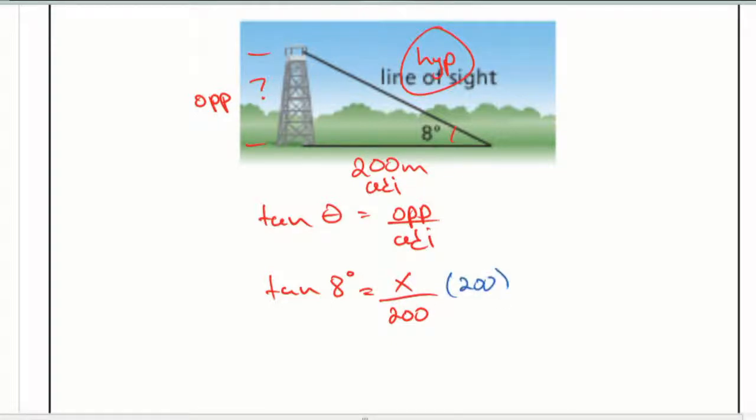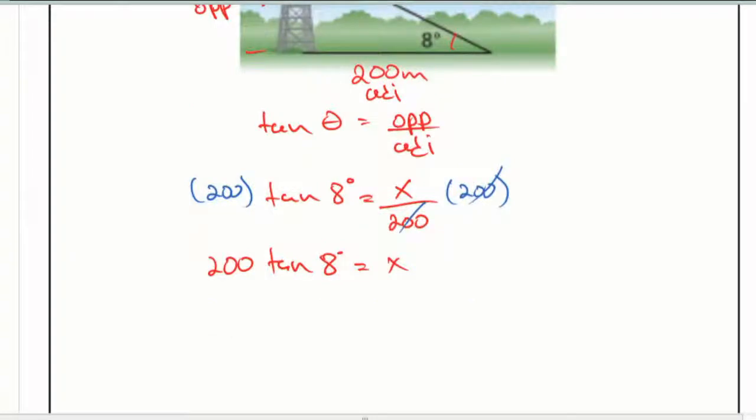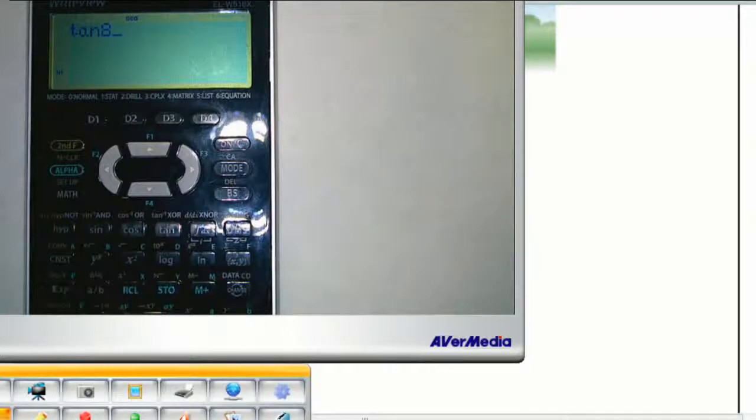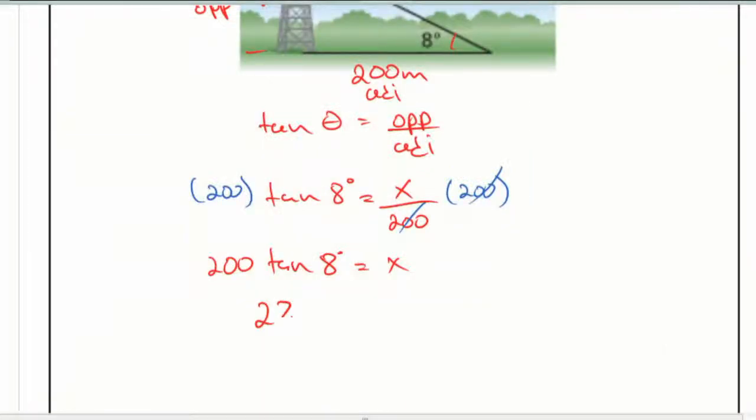Trying to get x by itself, so I'm going to multiply both sides by 200. And I end up with 200 times the tangent of 8 is equal to x. So I need to figure out what the tangent of 8 degrees is in my calculator. It's going to give me a decimal, so that's the ratio of the sides. And in this case, I'm just multiplying it by 200. So it's really easy in my calculator to go times 200 and end up with 28 meters. So the height of that tower is 28 meters.